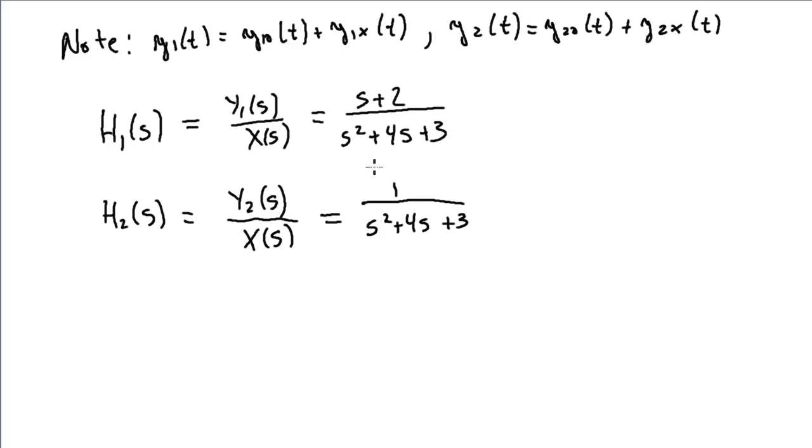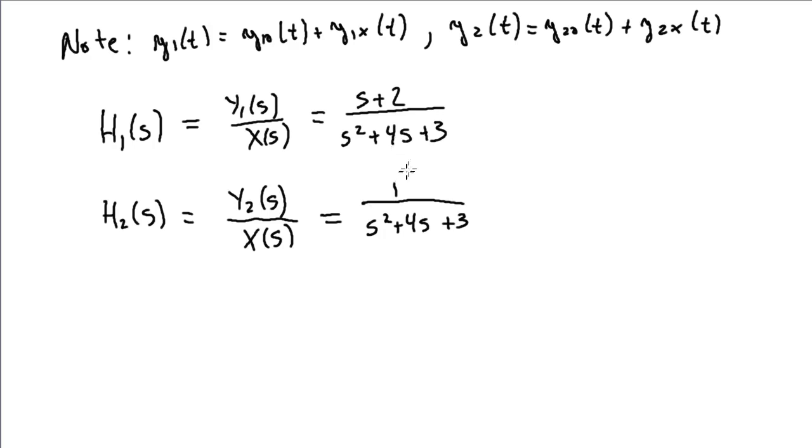So, another approach would actually be to find h1 of t, the impulse response, for input x, taking my output to be current y1 of t. And so I could find y1 of t by convolving h1 of t with x of t. Do the same for y2 of t: convolve the input with a different impulse response, h2 of t, or work them in the Laplace domain.